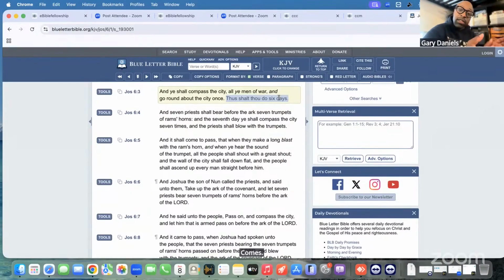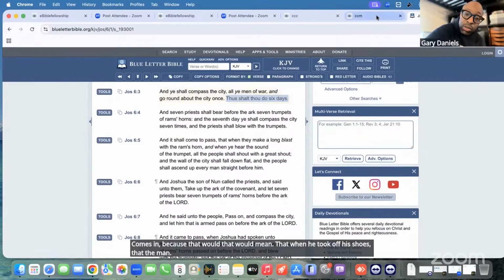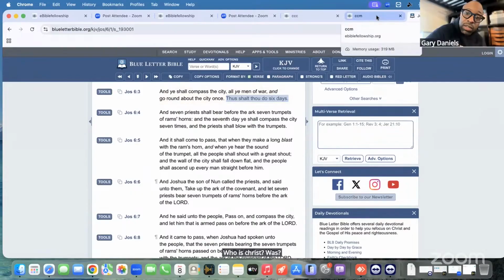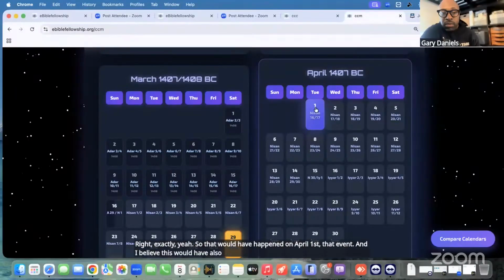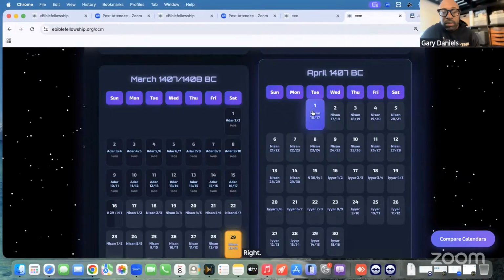Because that would mean that when he took off his shoes, the man who is Christ was giving him that instruction, right? Right, exactly. So that event would have happened on April 1st. And I believe this would have also started the first 6 days they went around the city, because it doesn't speak about tomorrow after that event. And so inclusive is often the count with these types of things.